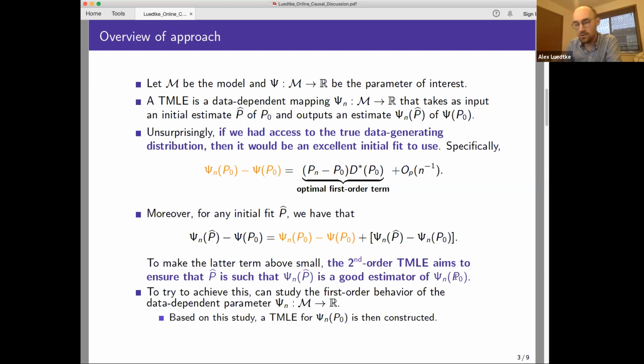And now we need to be a little bit careful here because note that, as the n perhaps suggests, psi n is a data dependent parameter. So it actually depends on the data. But we can still think of psi n as just a mapping that takes as input some distribution in our model and returns a real number. Okay, so what Mark does when he develops this higher order TMLE is he studies this parameter psi n, and then he tries to develop an estimator for psi n of P naught.